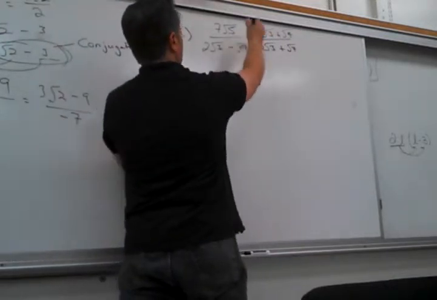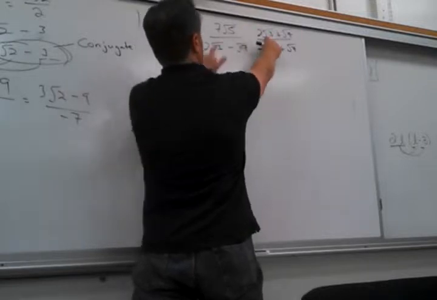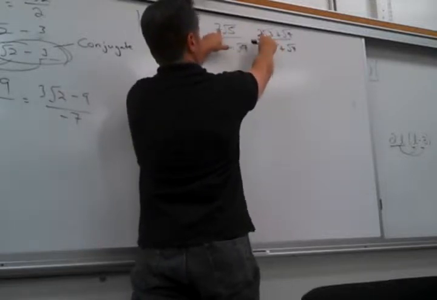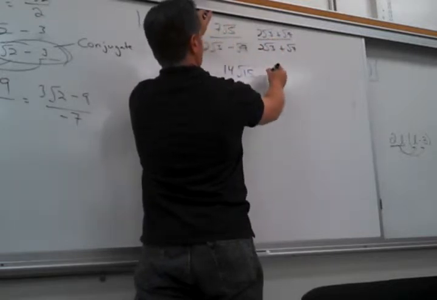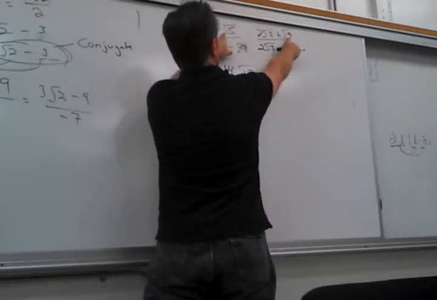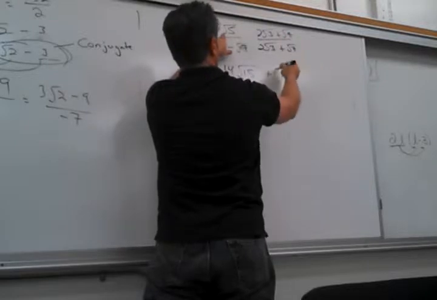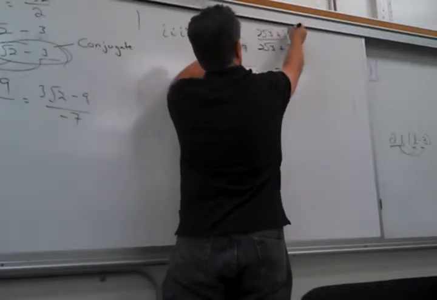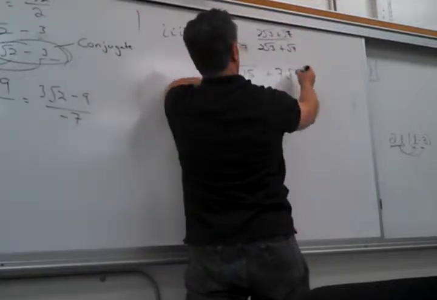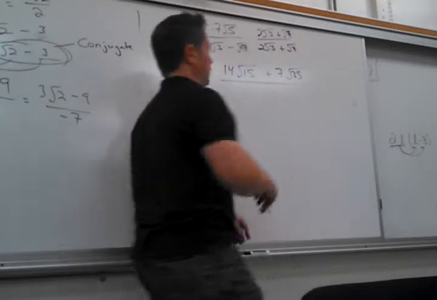So what do you get on the top here? 14? Yep, 14. Good start. 14 root 15? 7. 12. Square root 20? No. 35. 35. Oh, yeah. Let's try and get 7 there.